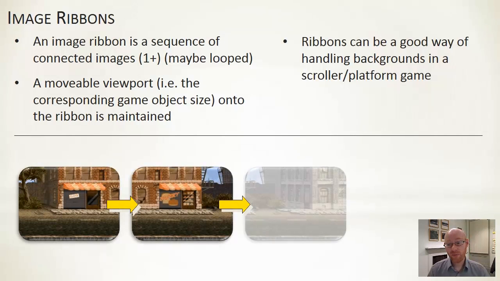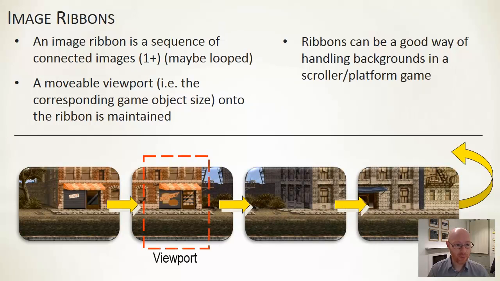How do image ribbons work? In the more general case, it is a sequence of images that we view as connected together and generally looped as well, so that whenever we get to the end of the ribbon, we loop around again to the beginning. We have, for all these things, a viewport, and that can move around relative to the ribbon, and whatever part of the ribbon falls within the viewport, that's the one that we will end up actually drawing.